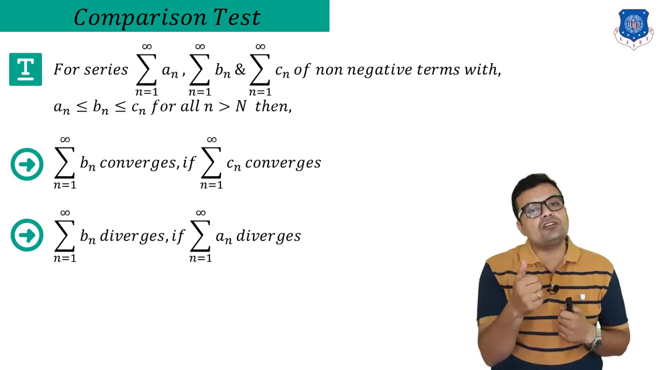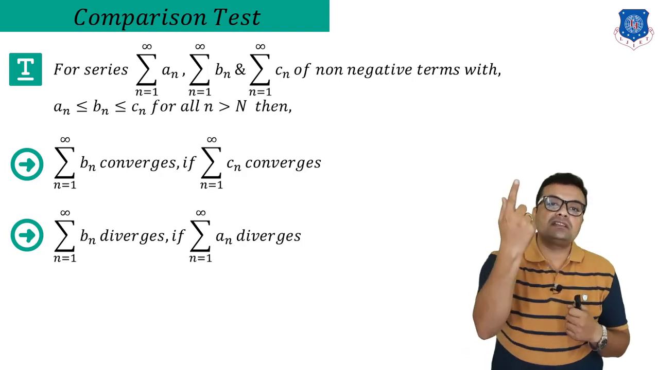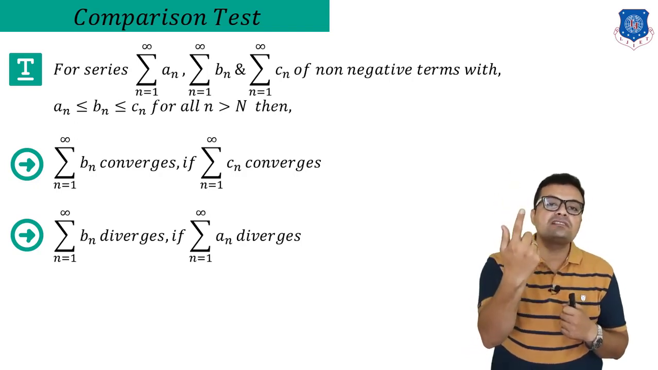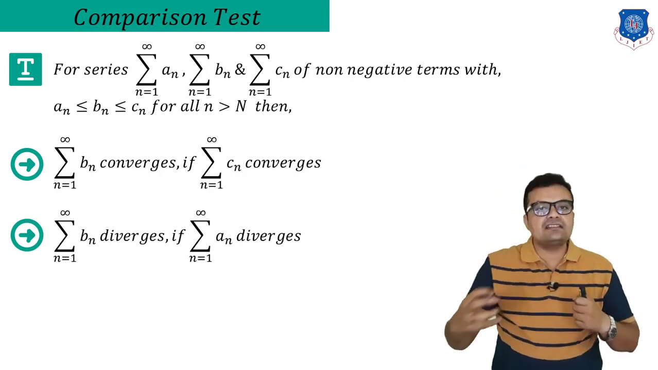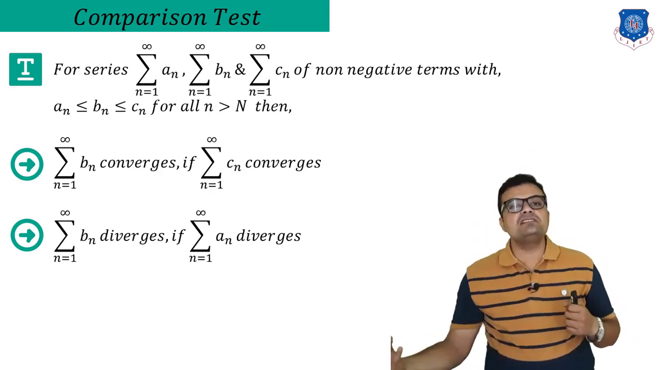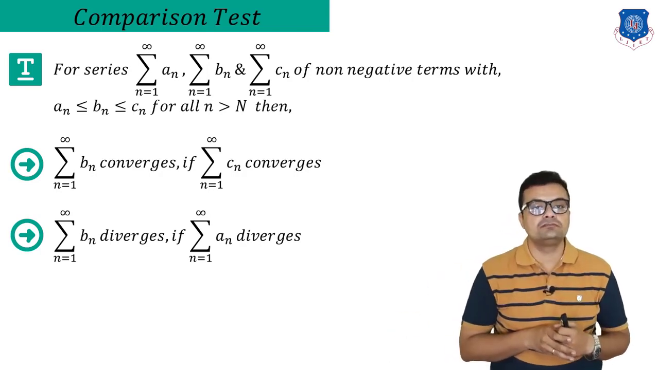If you want to prove your series is convergent, find one super series, a bigger series than the given series, which is convergent. That series is dominating the given series and it is tending to 0. So obviously the series lying inside that series must move towards 0.